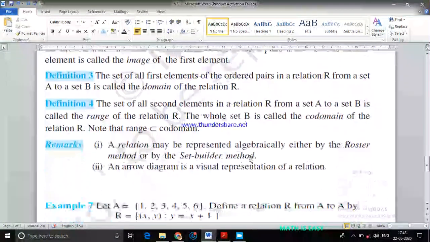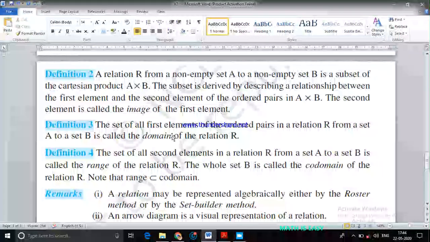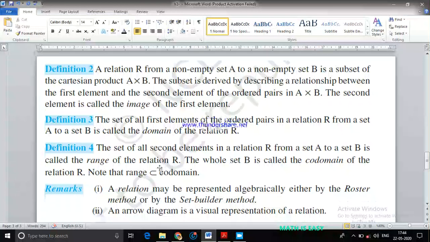Okay, so we discussed some definitions. Definition 2 is the definition of a relation. Definition 3 is the definition for domain, and definition 4 is the definition for range or codomain.